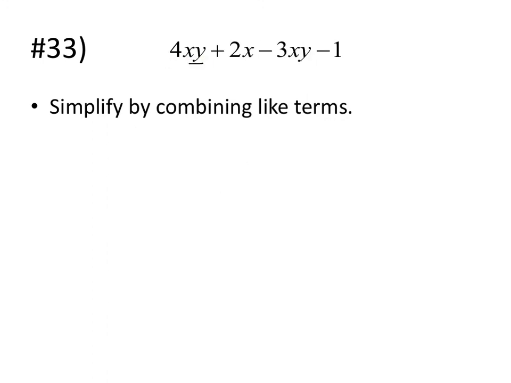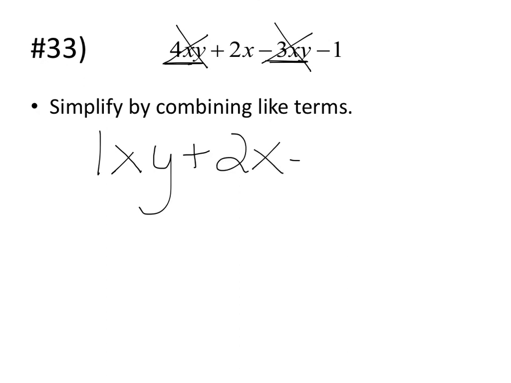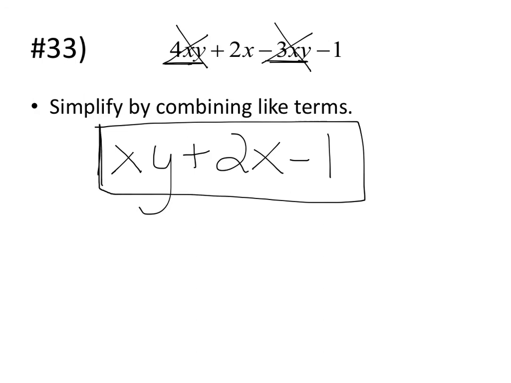4xy minus 3xy are like terms. So that's just going to become 1xy, which you don't really have to write the 1. So I'm going to cross them out because I'm done with those, and I'm going to see what I've got left. Plus 2x minus 1. None of those are like terms anymore, so I'm just going to go ahead and circle my answer. So your answer is xy plus 2x minus 1, because you don't need that 1 in front of the xy.